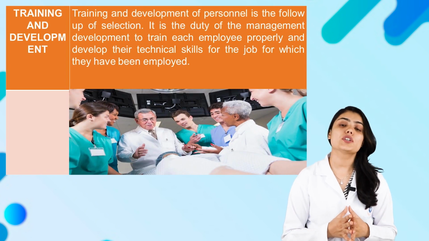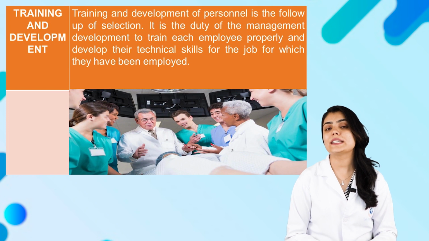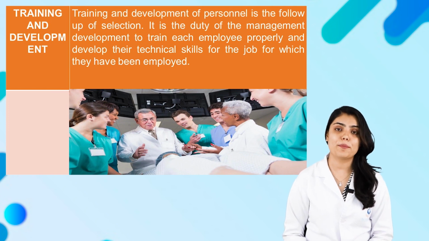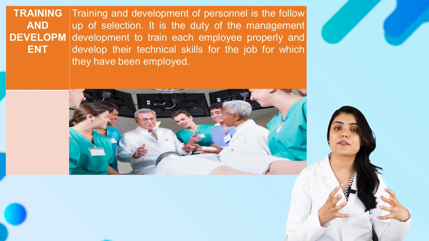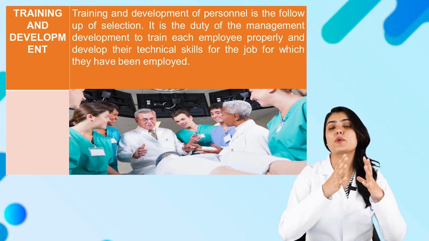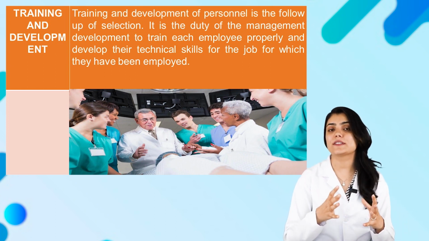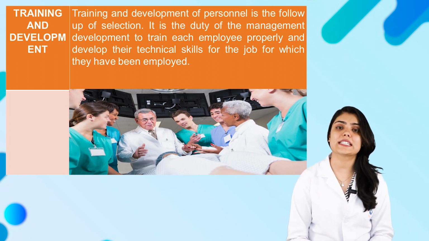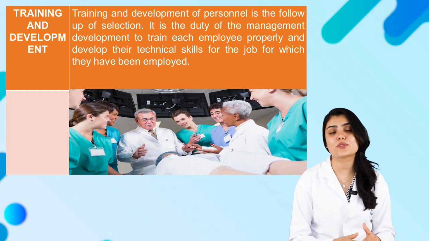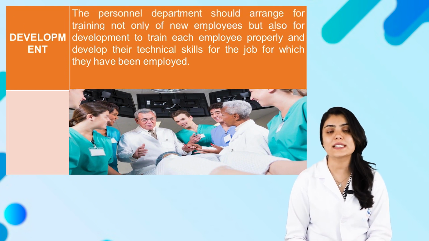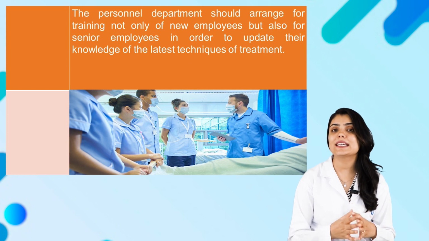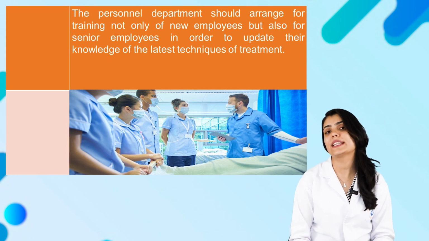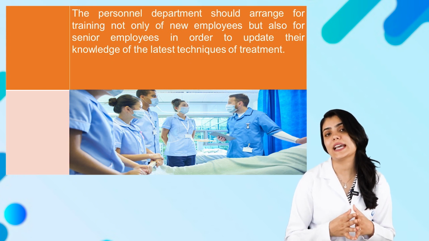The next function of human resource management is training and development. We have seen that the staff are recruited. After the recruitment, from the number of candidates, the staff are selected, and after the staff are selected, the most important part is training and development of the staff. The staff who are selected are trained properly so that they are able to carry out the assigned task.